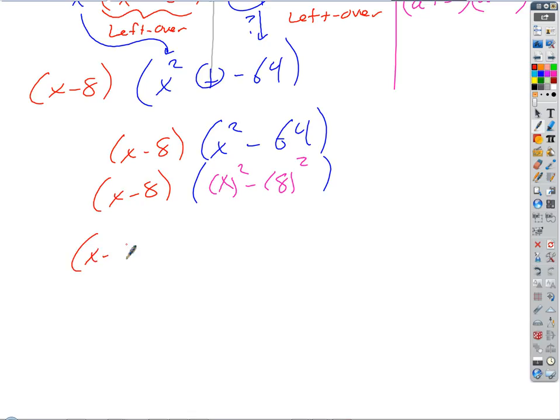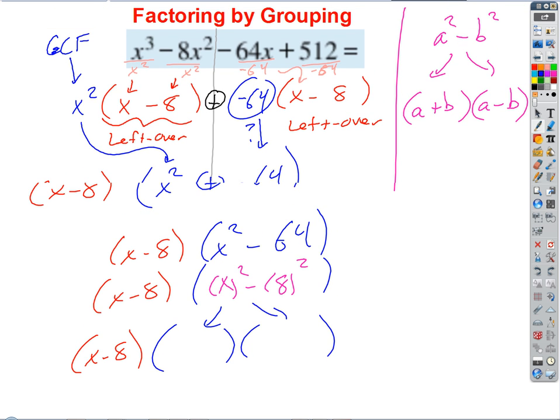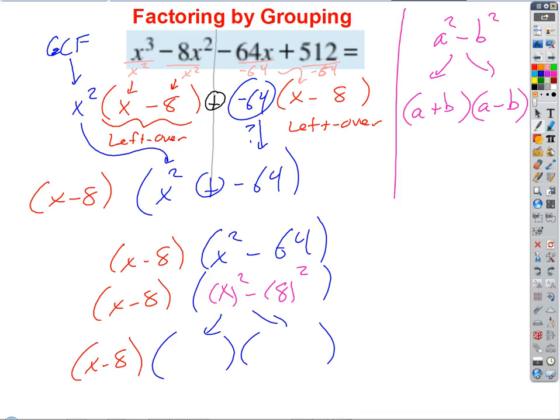And so x minus 8, we'll leave that out front because it's already done. But by our difference of squares pattern, what am I going to get there? If x is a and 8 is b, what's that going to break up into? X plus 8 and then x minus 8. Yeah. Right? Now we can't go any further, can we? That's done because now each one of those is broken down into a linear factor. The x's aren't being squared, right?